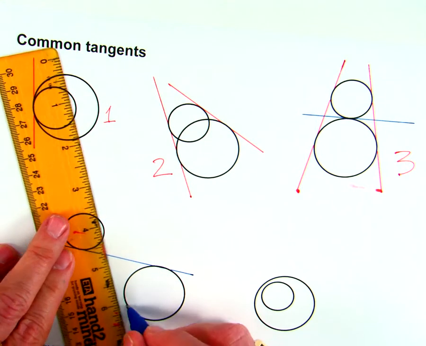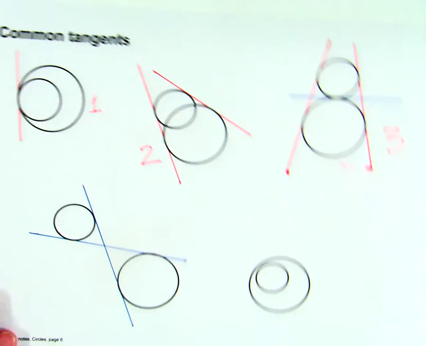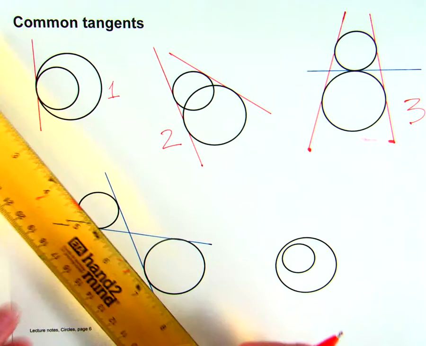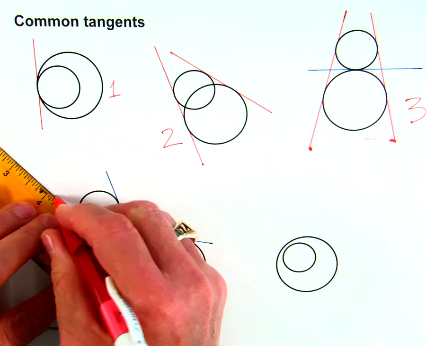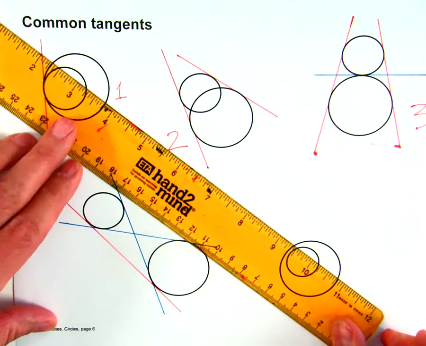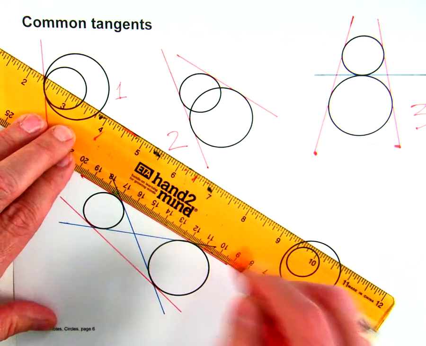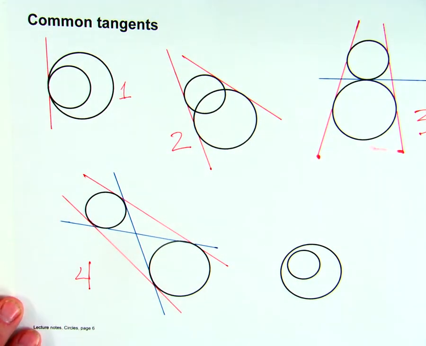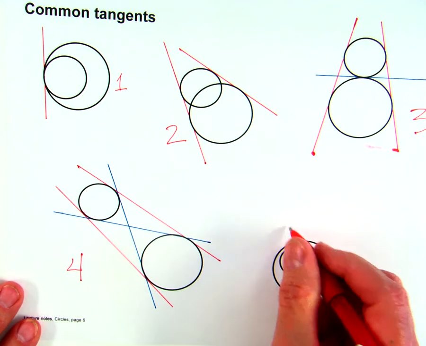And there are common tangents. Oh, here's the other one. So two common internal tangents. And then on the outside, two common external tangents. So these two circles have a total of 4 common tangents. The circle in a circle has none.